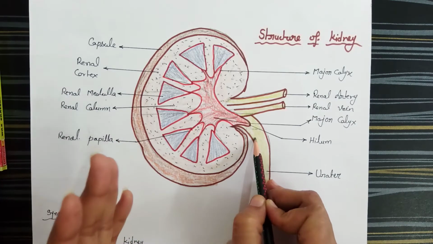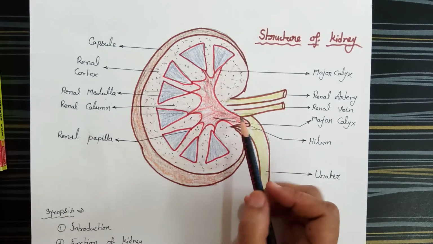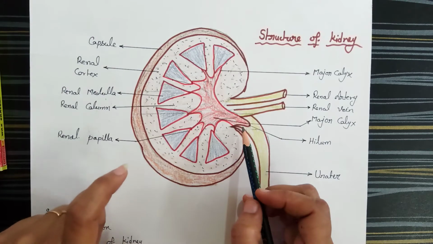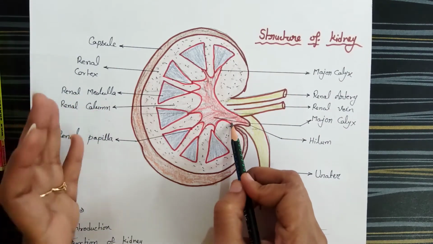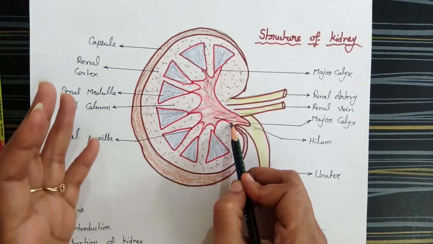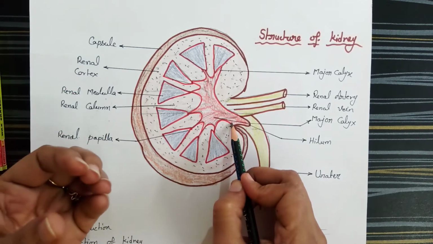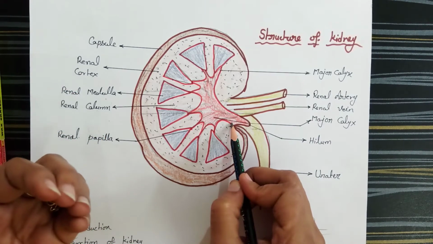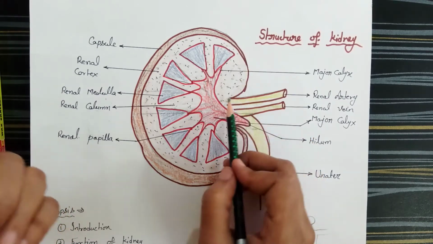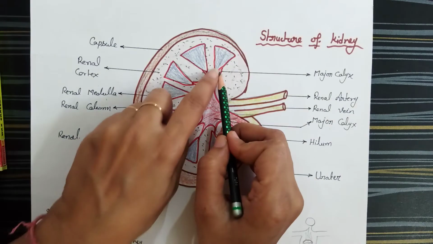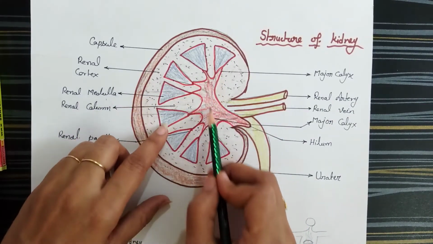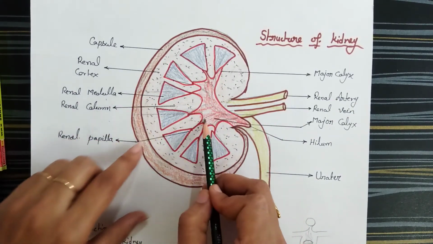Now the renal sinus, I have not denoted it in the figure, but I will explain. It is a cavity formed by the hilum. There is one cavity formed by the hilum in the kidney. This cavity-like structure is called the renal sinus, and it contains two parts: the major calyx and the minor calyx. That is the minor calyx, and this one is the major calyx.